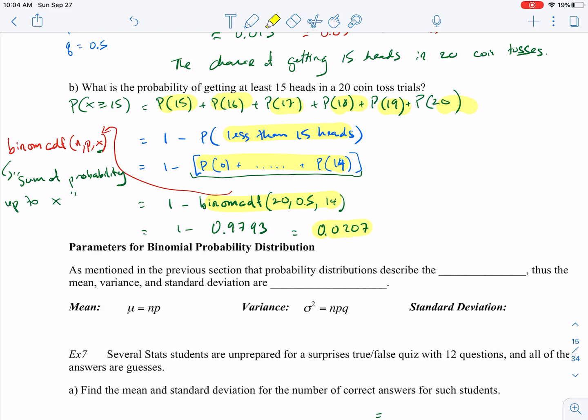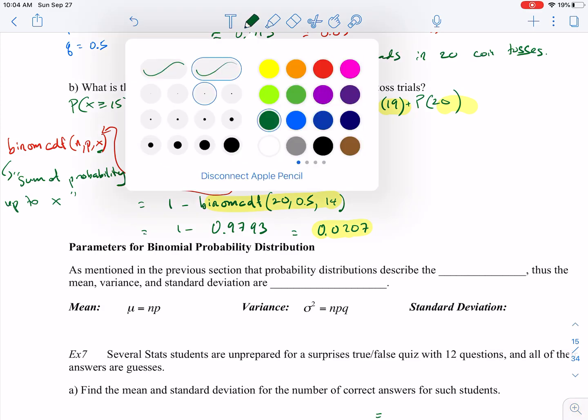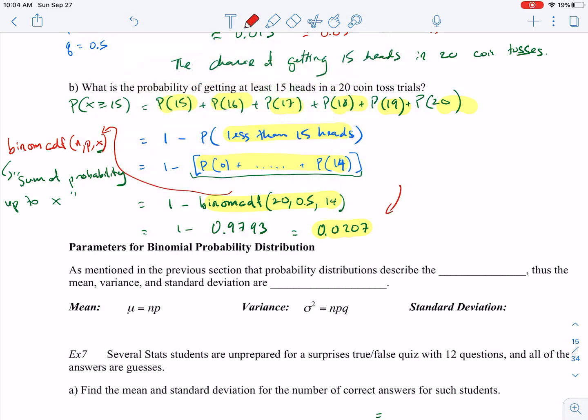So to toss a coin 20 times, the chance of getting at least 15 heads or more out of 20 coin tosses is about 2%, right? So it's still unlikely. So in this case, it's still unlikely, right?